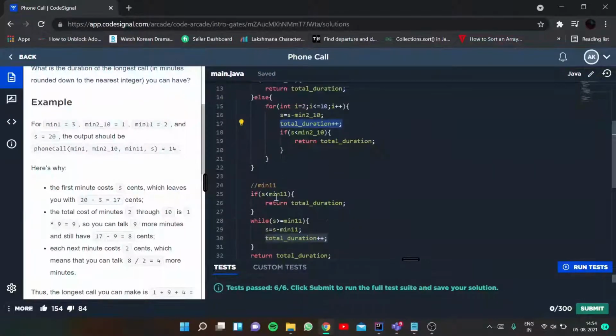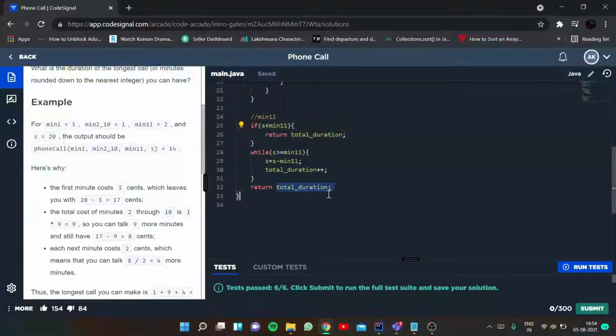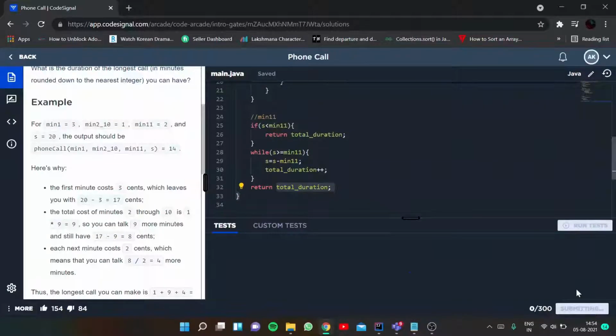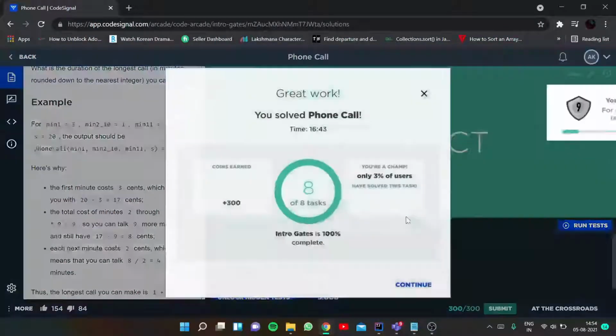Then the third part: if we have more money, it goes to this part. If the total money is less than the minute 11 cost, it should return the total duration. These statements are similar to everything else. This return statement will be returned here if the money is less. Likewise, we then do a while loop. Why? Because there is no endpoint given. It depends upon our money. So we keep subtracting our money on each iteration till it ends. If it ends, then we directly return the total duration. That's how we could do this. I hope you understood. Let's see another problem.